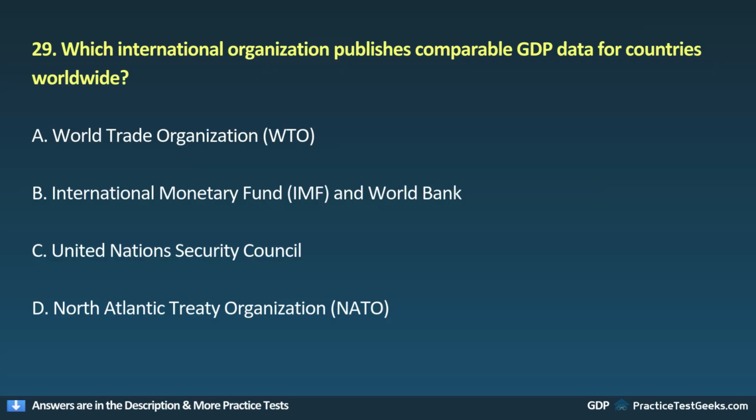29. Which international organization publishes comparable GDP data for countries worldwide? A. World Trade Organization, WTO. B. International Monetary Fund, IMF, and World Bank. C. United Nations Security Council. D. North Atlantic Treaty Organization, NATO.